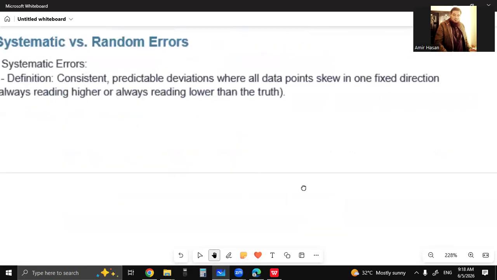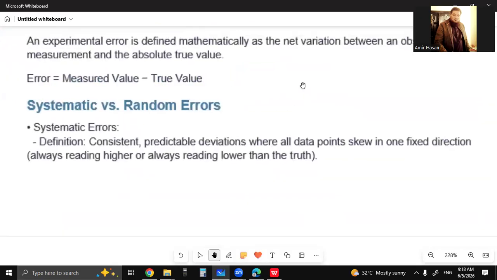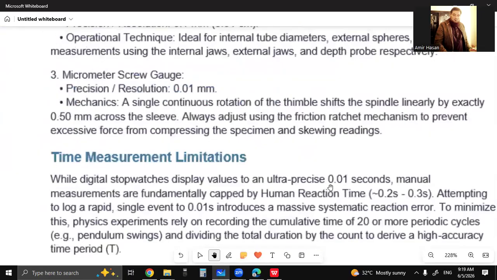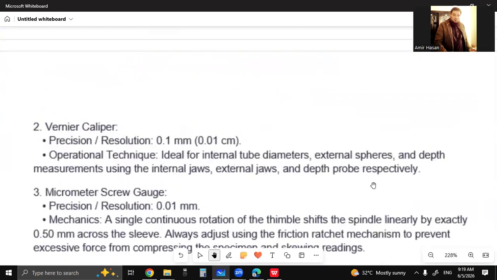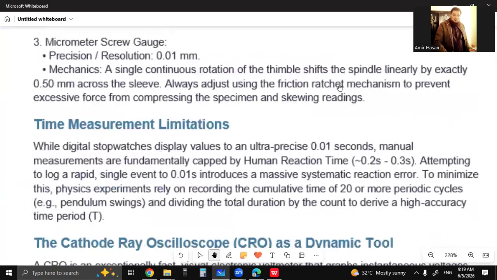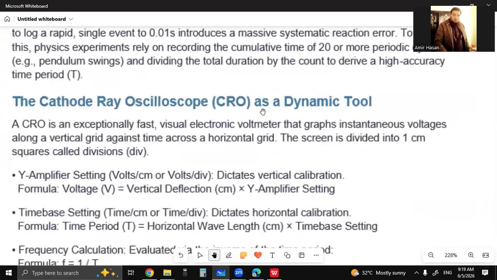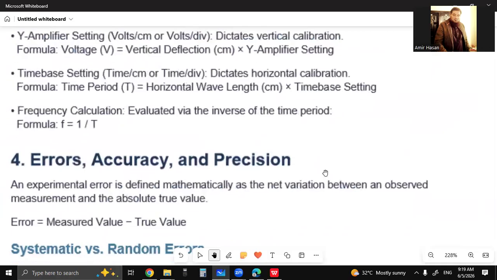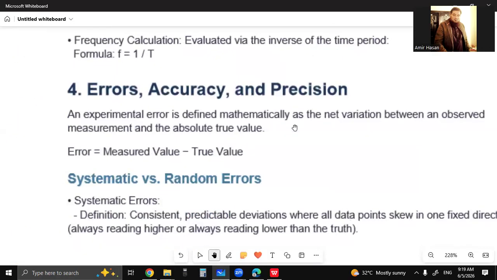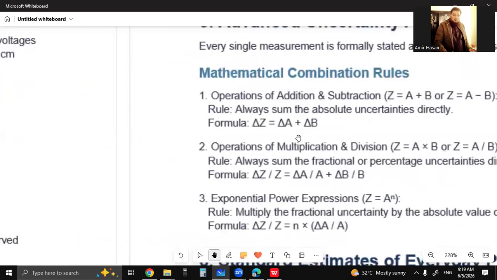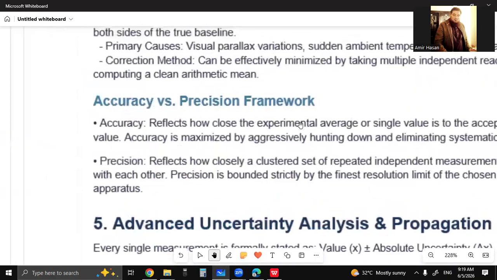Study these notes which I showed you here in my lecture, and check if there is anything which is not clear. Inshallah, in tomorrow's class, I will tell you the other remaining topics: measurement limitation, cathode ray oscilloscope as a dynamic tool, and error, accuracy and precision examples. I will show you with the help of images, and inshallah I will complete this chapter tomorrow.